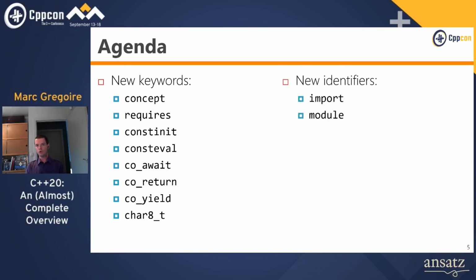There are also 2 new identifiers, namely import and module. What is the difference between a keyword and an identifier? A keyword you cannot use anywhere. An identifier is reserved only in certain contexts. So for example, you could have a variable with the name import, but in certain contexts, that is a reserved word. Previously, we already had some identifiers, and they were final and override.